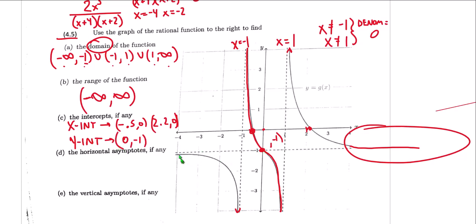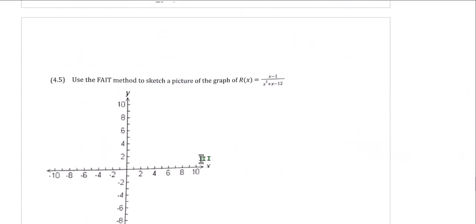0, negative 1. Horizontal asymptotes, we already talked about this. Definitely looks like there's a horizontal asymptote there at y equals negative 1. Again, the graph does cross the horizontal asymptote here in the middle, but as x goes off to infinity, it looks like y is getting very, very close to that negative 1 value, and as x goes off to negative infinity, same thing, y is getting very, very close to that horizontal y equals negative 1 line. And then the vertical asymptotes we've already discussed will occur at x equals negative 1 and x equals 1.